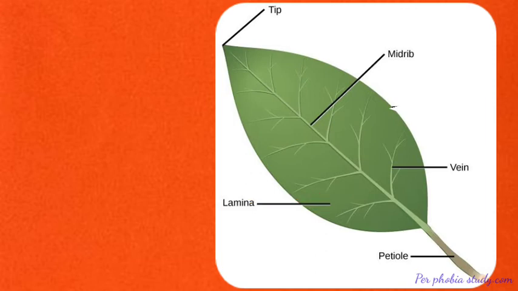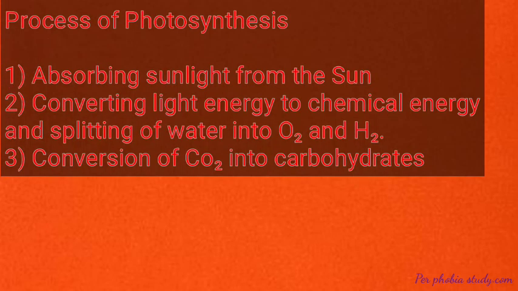That's all in this video. Let's recall what you have learned. The process of photosynthesis: first, absorption of sunlight by chlorophyll. Second, conversion of this light energy into chemical energy, and splitting of H2O molecules into hydrogen and oxygen. And third is conversion of carbon dioxide into carbohydrates.